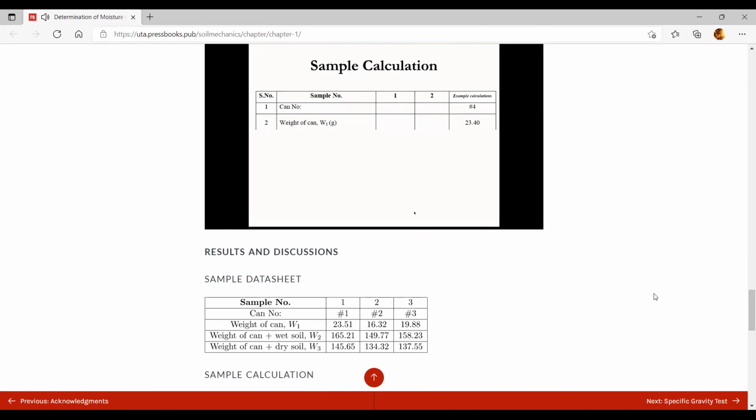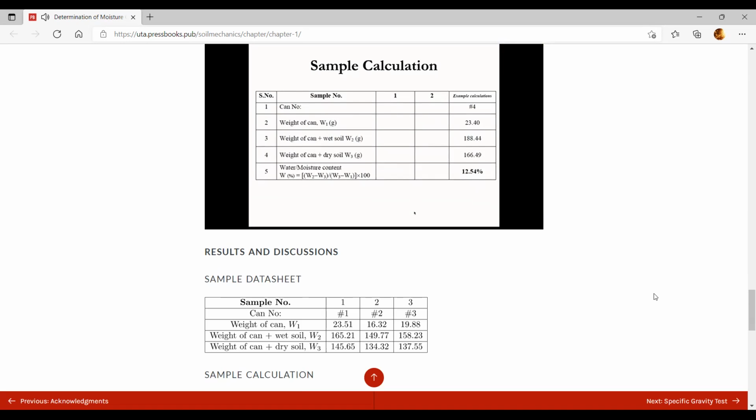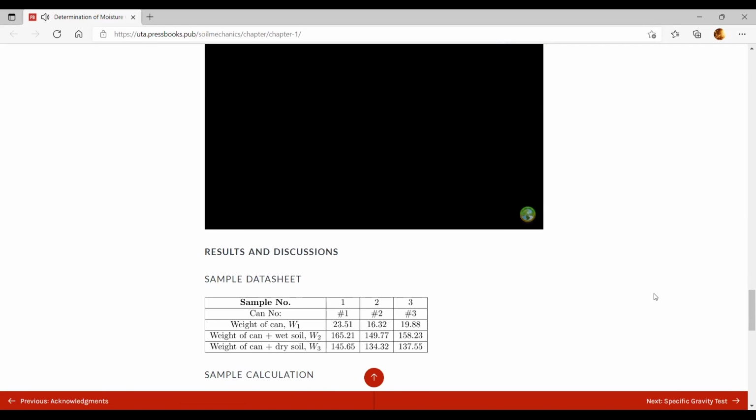A sample calculation is shown here. The weight of the can with moist soil and weight of the can with the dry soil have been recorded. So the moisture content can be determined from this formula, dividing the moisture in the soil by the dry weight of the soil. Thus, the moisture content of the soil can be determined with the oven dry procedure.